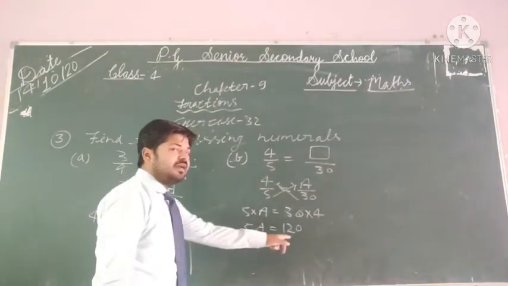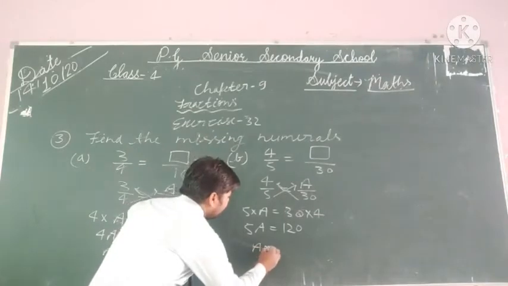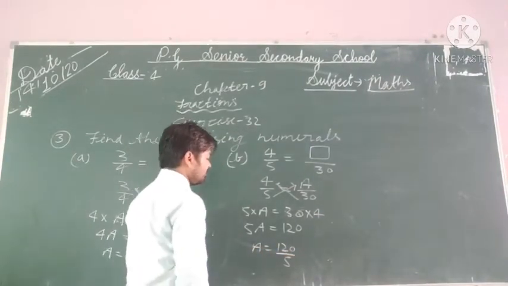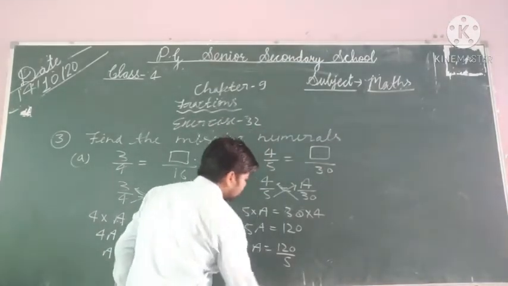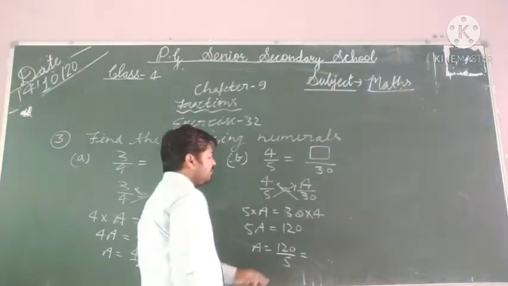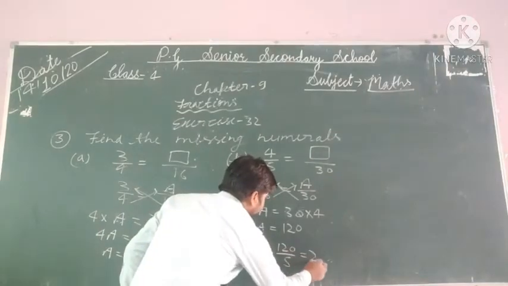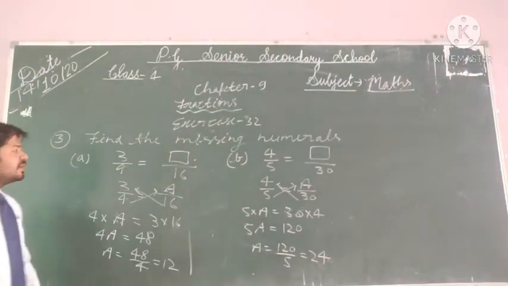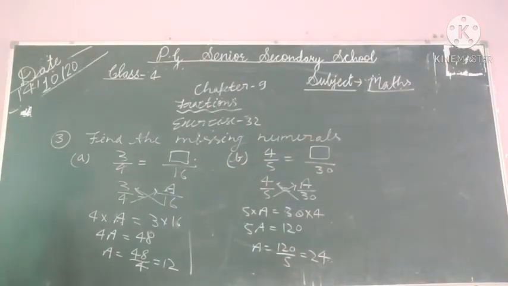Now it will be divided. A equal to 120/5. So you will divide it. 5 to the 10 and 5 to the 20. 24 is your answer. So like this you have to solve question number 3.